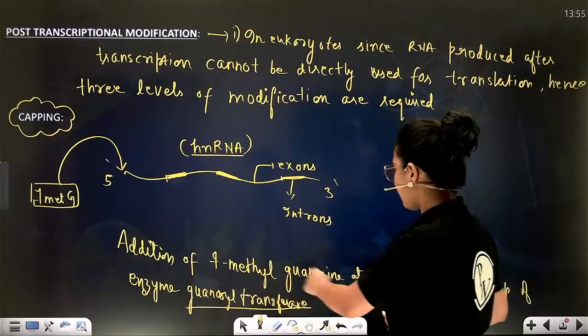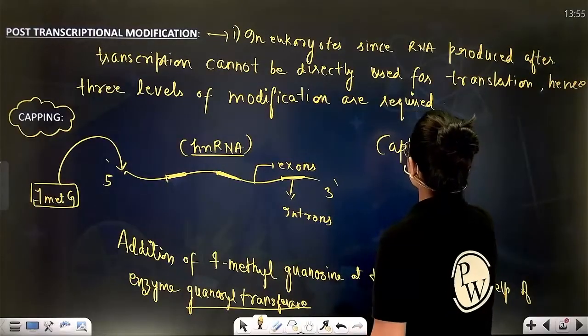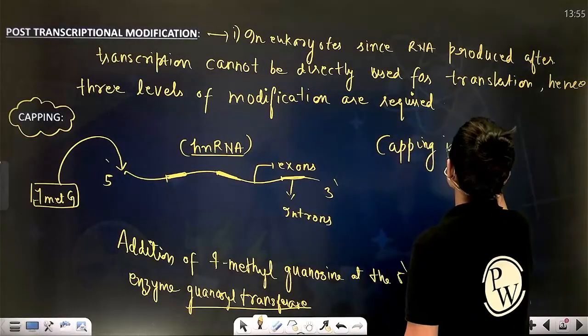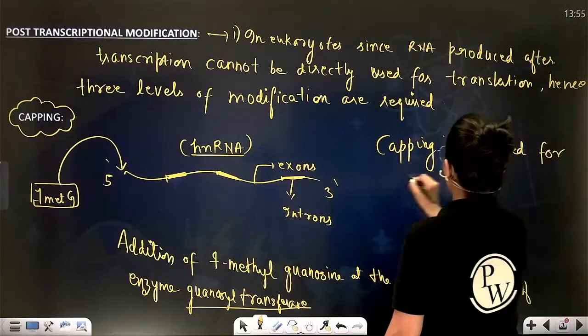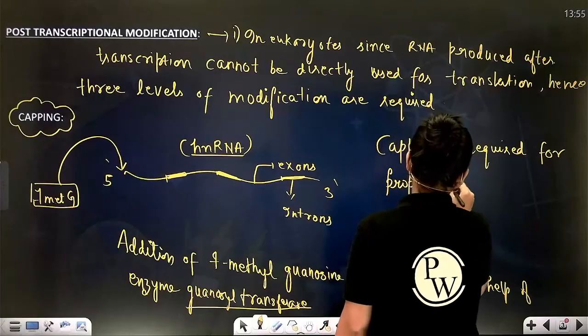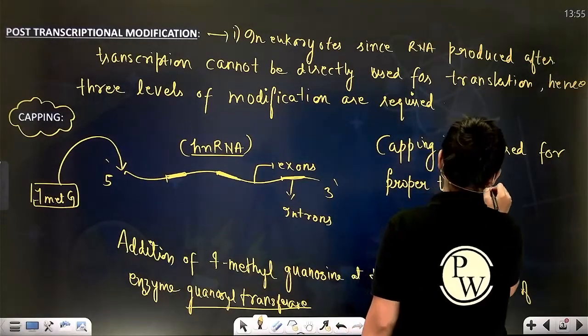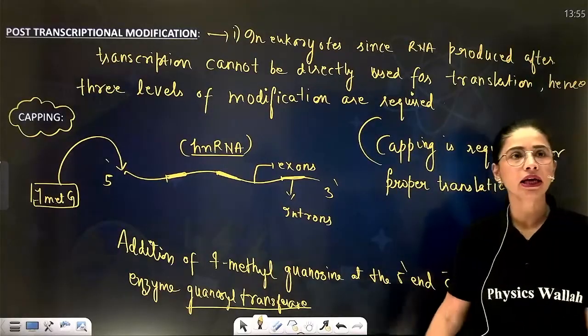Correct? So you can write this thing. Capping is required. Capping is a must. Why? For proper translation later on. For proper translation, the capping process is very, very important.